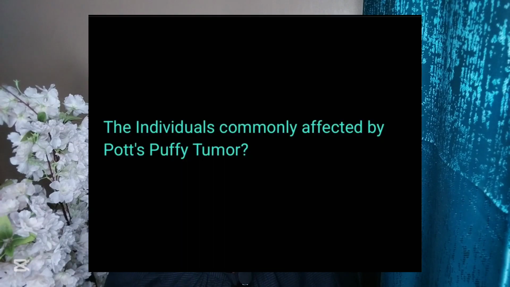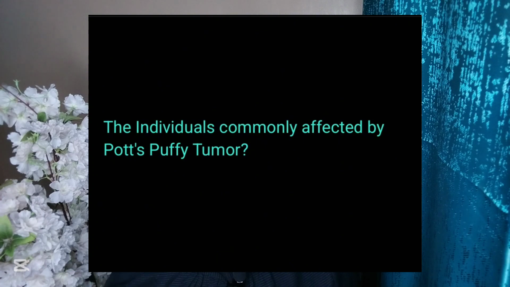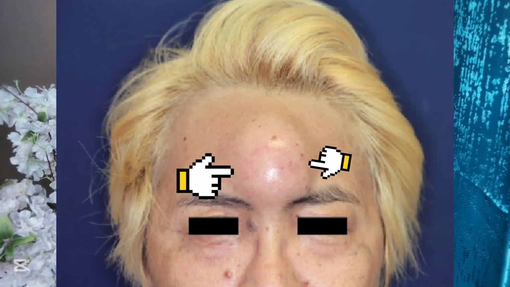The individuals that are commonly affected by Pott's Puffy tumor include the teenagers, although this condition can also happen in individuals of other age groups, individuals that have diabetes mellitus, individuals that have kidney failure, and individuals that have aplastic anemia. The signs and symptoms of a Pott's Puffy tumor include a forehead swelling that is tender, painful, and warm.